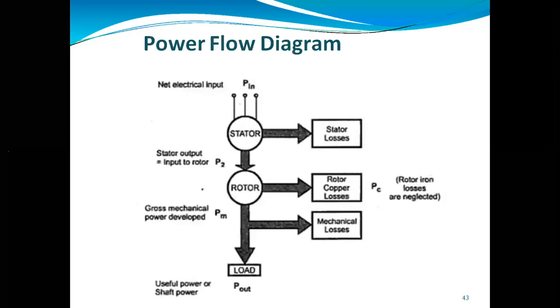Now we can see the power flow diagram. So here we are saying we are supposed to use a three-phase induction motor. How will it work?